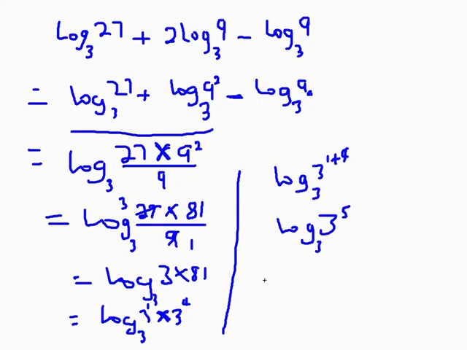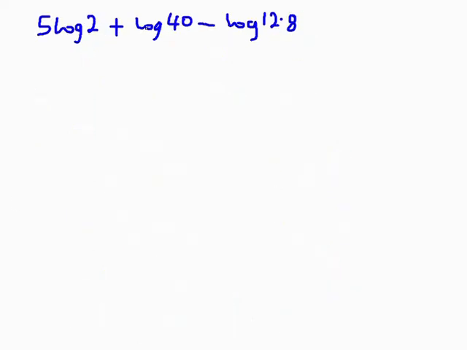So going by the power rule, the power 5 here multiplies the log to give you 5 log 3 base 3. Now log 3 base 3 here is 1. Everything here is 1, going by the identity rule. So it leaves us with 5 as our answer. 5 is our answer.